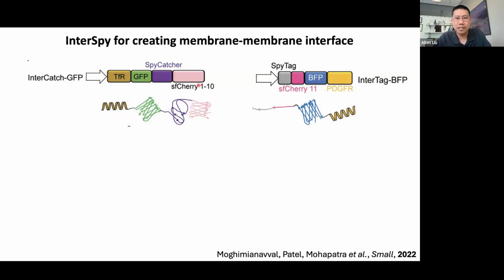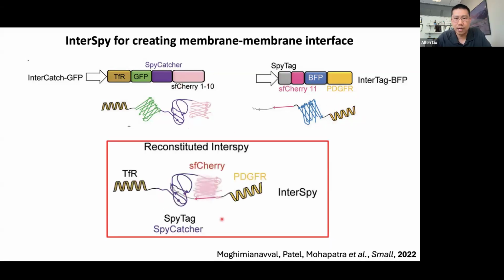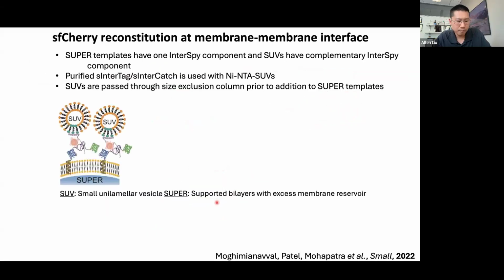On one hand, we have SF Cherry 1 to 10. So this is an incomplete SF Cherry, and then on the other protein fragment, we have the SF Cherry 11. So when the two come together in close proximity, they can reconstitute fluorescent SF Cherry. This other component has a PDGFR beta transmembrane helix with BAP for marking it, and then the SpyTag to interact with the SpyCatcher. So when we reconstitute this, the expectation is that you will see the SF Cherry in this complemented protein.